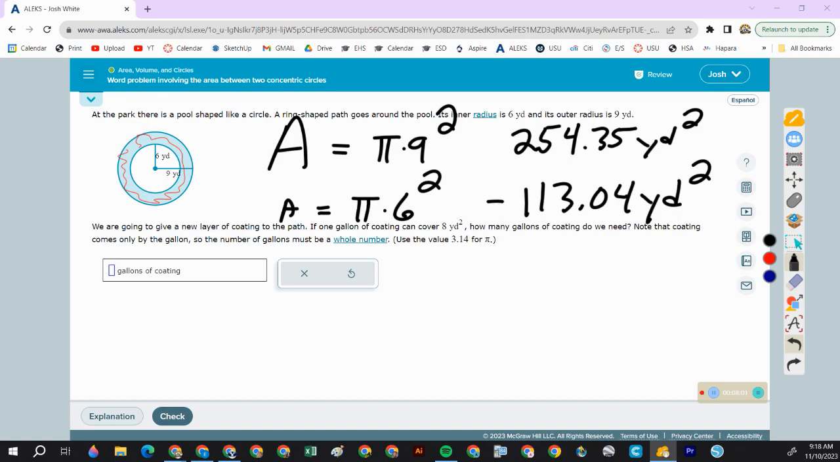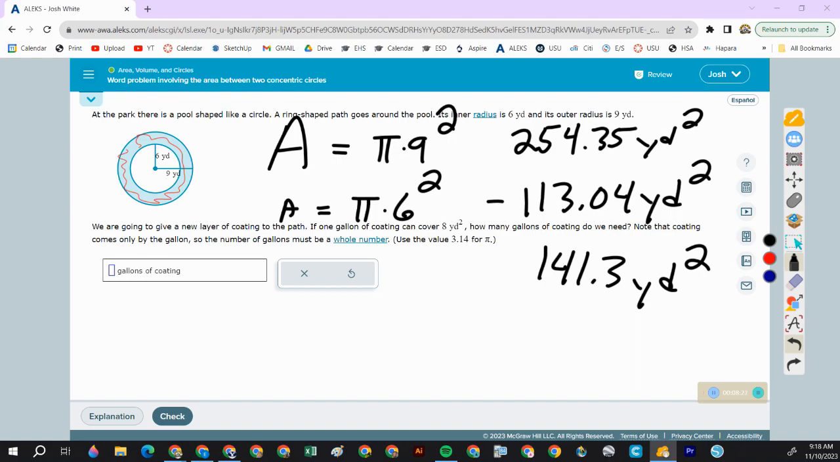So 254.34 minus 113.04 is 141.3 yards squared. Okay. So I now know the area of the path.